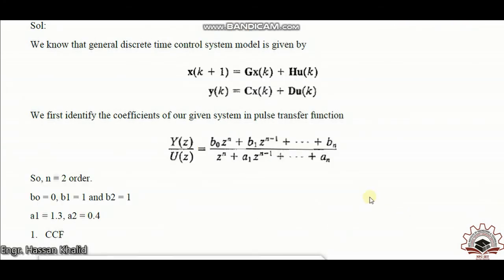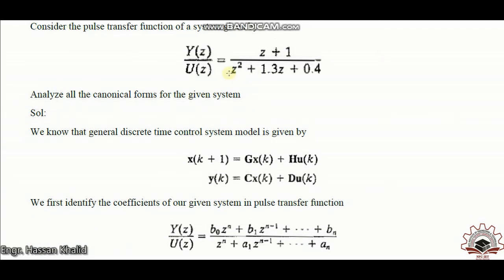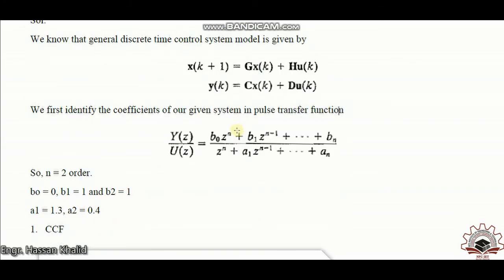just write the general expression for the impulse transfer function defined by b naught z to the n till the last bn coefficient, divided by z to the n plus a1 z to the n minus 1 till the last an coefficient. Now if you look into this example, what is the order of the system? This is the characteristic equation and the highest order is 2, that means n is equal to 2.